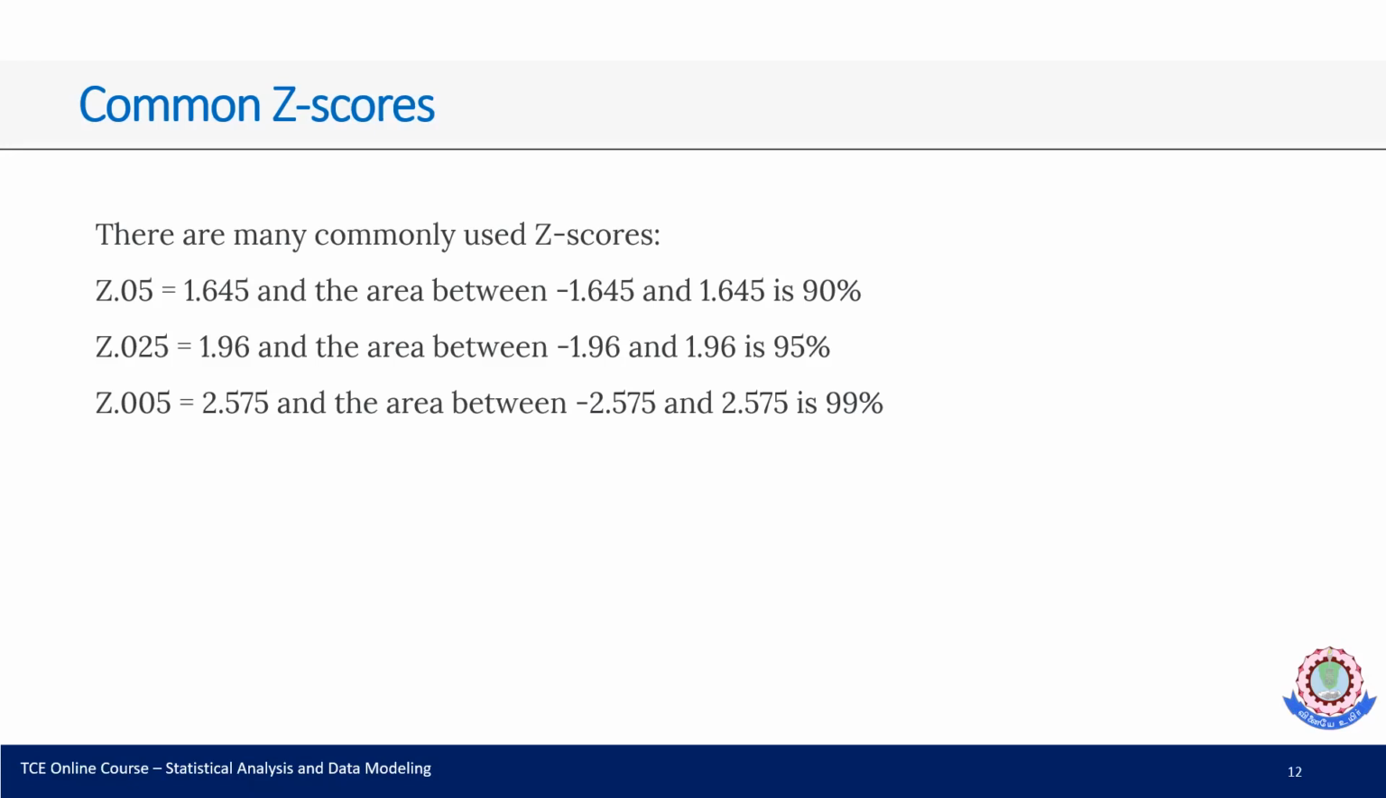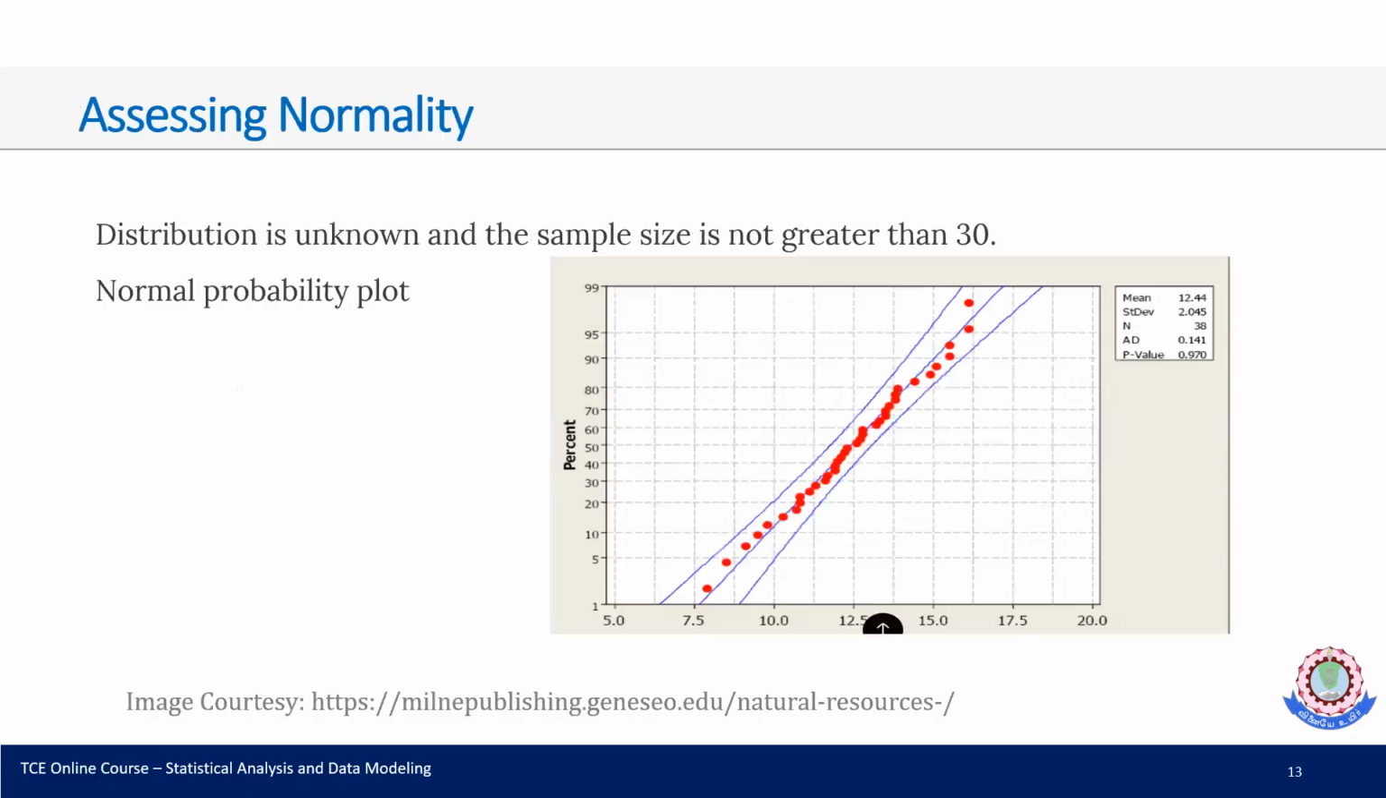If your tail value is 0.005, you are going to have the Z value of 2.5, and the range of area is between minus 2.5 to plus 2.5. Your percentile information is 99%.